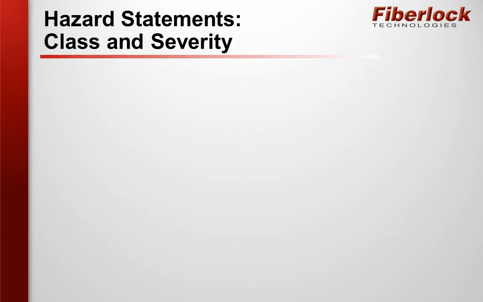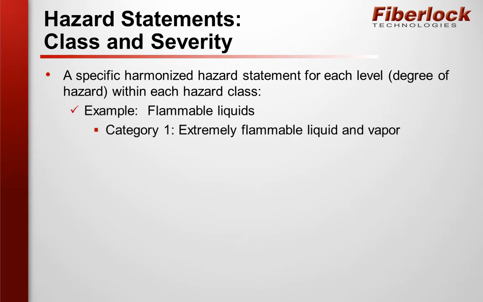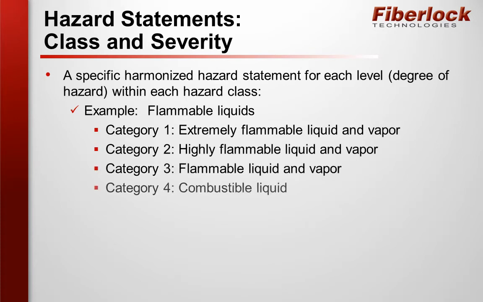Hazard statements regarding class and severity. A specific harmonized hazard statement for each level, degree of hazard within each hazard class. For an example, flammable liquids. A Category 1 is extremely flammable liquid and vapor. A Category 2 is highly flammable liquid and vapor. A Category 3 is flammable liquid and vapor, where a Category 4 is combustible liquid.